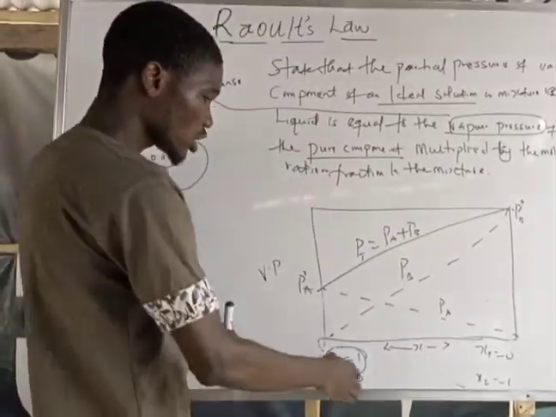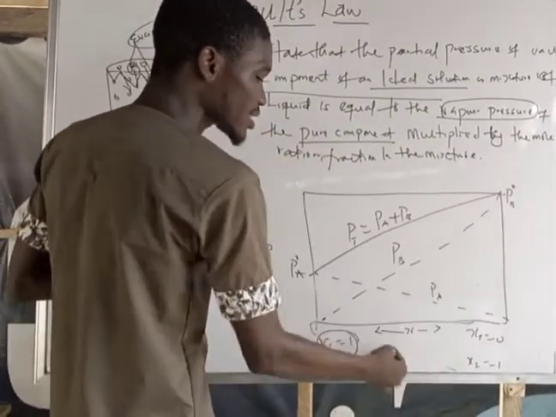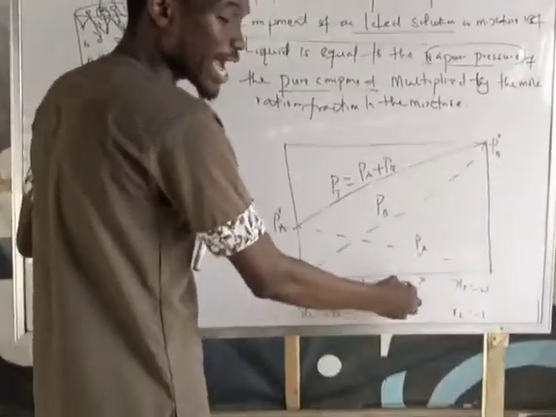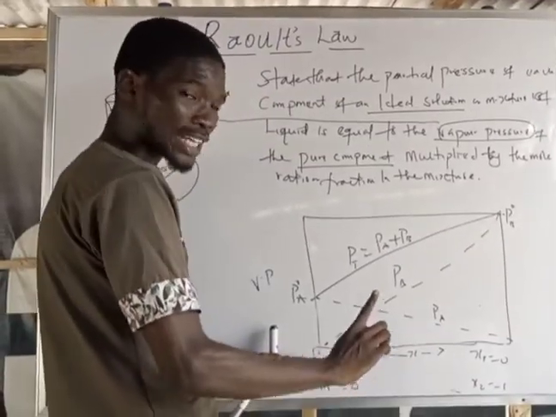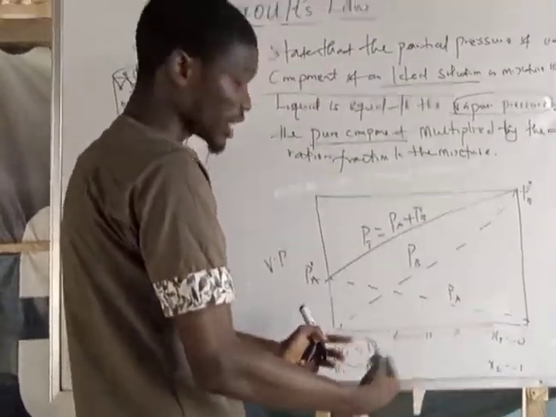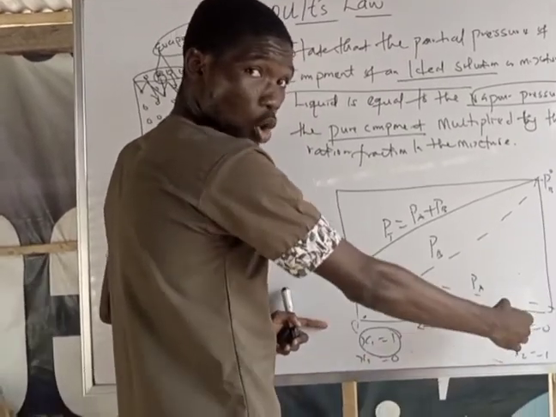So note, the pure component is multiplied by the mole fraction. The x here is a mole fraction. Take note, the x here is a mole fraction. Don't forget I told you earlier that from this place to this place, we have a pure component multiplied by this x, which is the mole fraction.